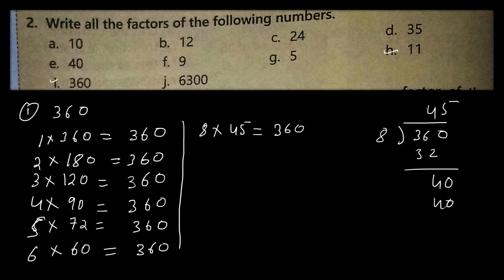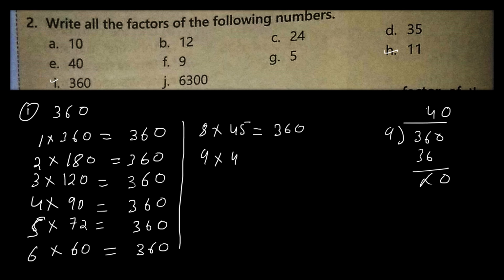Now we will try by 9. So 9 4s are 36. Yes. 0, here also 0. So 9 multiplied by 40 is equal to 360. Okay. Now we will try by 10.